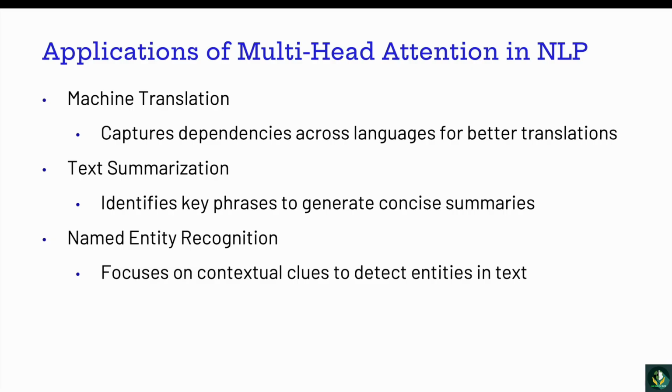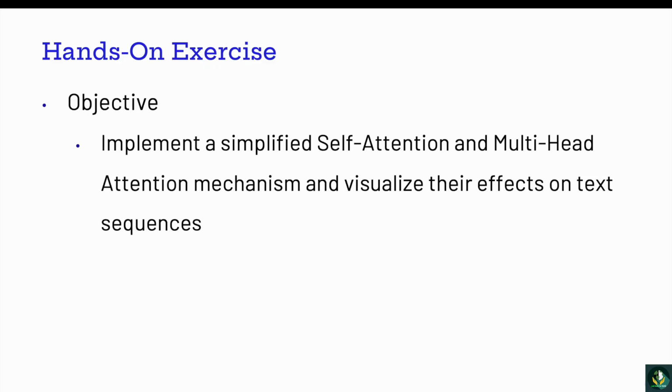With all this in mind, let's jump into our hands-on exercise, and the objective here is to implement simplified self-attention and multi-head attention mechanisms and visualize their effects on text sequences. Now, if you want to implement this, you have to remember these formulas that we did in the last few slides. So if you want to cross-reference, always cross-reference or take a screenshot of it, and then you can look at how to implement the code.